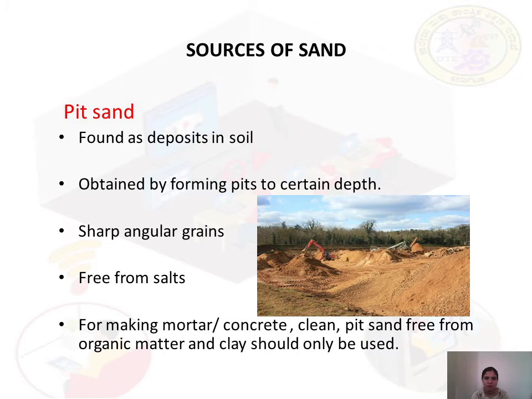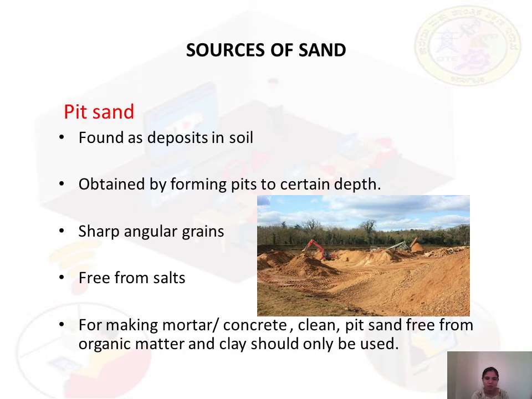This pit sand is obtained by digging pits to a certain depth to obtain the sand. Okay, the sand obtained from these pits has sharp angular grains. This is usually free from salts, and for making concrete or mortar, clean pit sand free from organic matter and clay should only be used. If it is clean, it can be utilized for making the mortar or concrete.